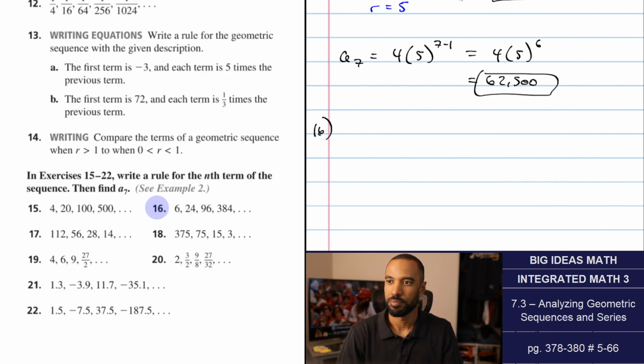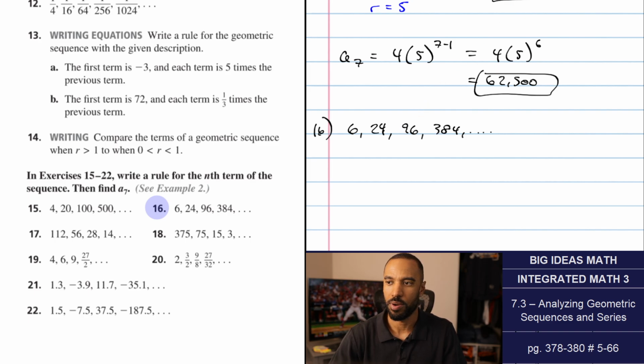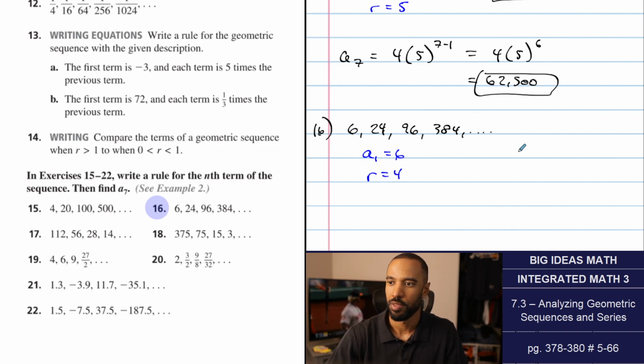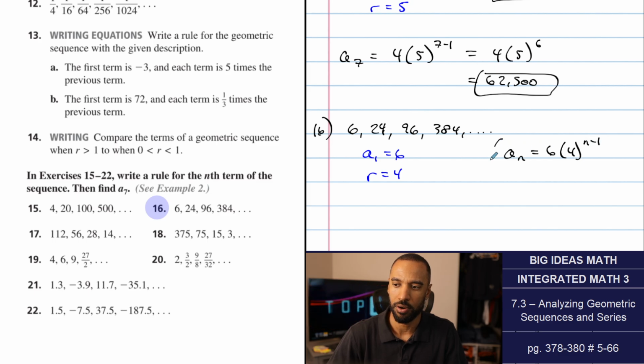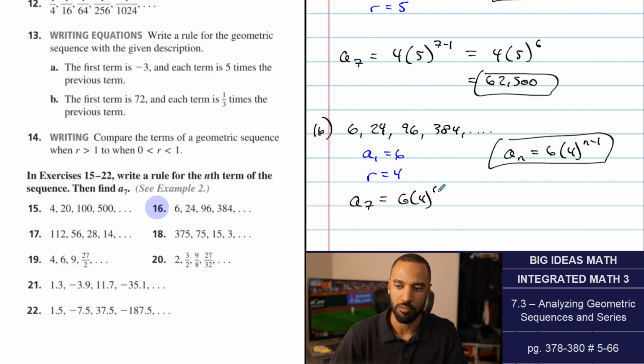Number 16: 6, 24, 96, 384. First 4 terms are written there. We have a common ratio of 4 with a first term of 6. It's a positive 4. So your rule is 6 times 4 to the n minus 1 power. If we want to find a sub 7, we're going to have to substitute 7 in for n. So it's 6 times 4 to the 7 minus 1 power, or 6 times 4 to the 6th power.